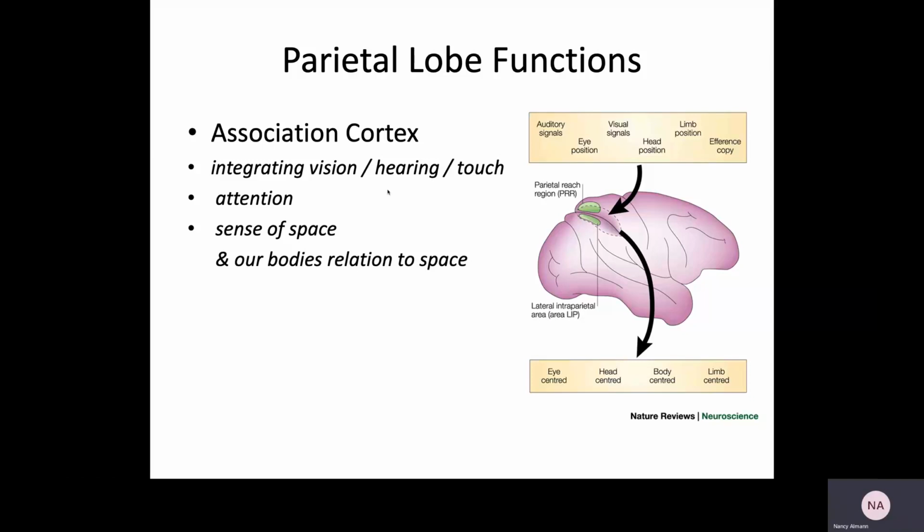And the name for that is, anybody remember? Proprioception. Proprioception is knowing where your body is in space. So the parietal lobe is going to play a role in helping maintain that.